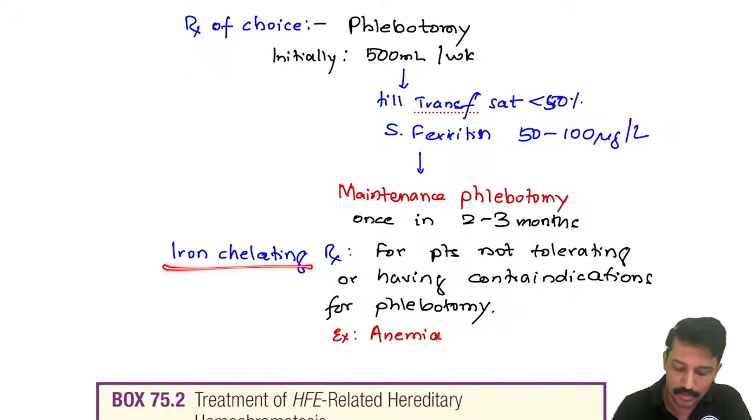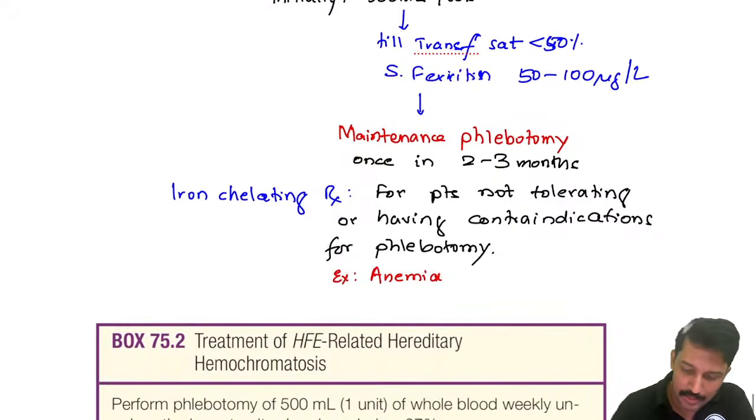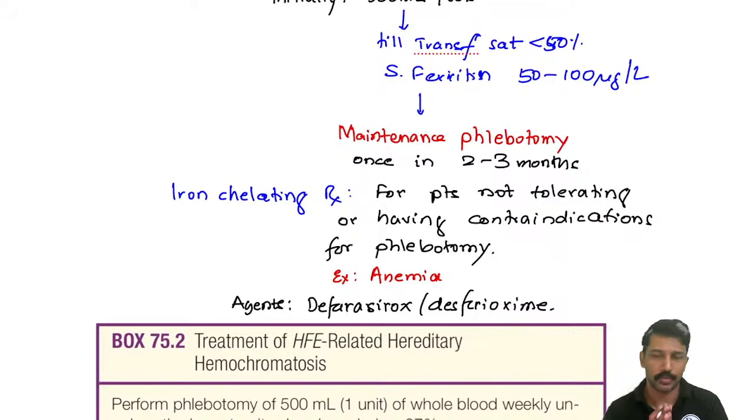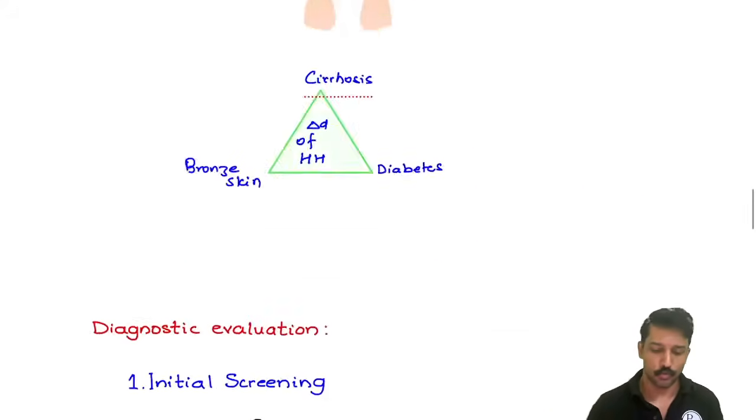So we can consider iron chelating therapy, where we can use chelating agents like deferasirox or desferrioxamine. So this is how we are going to manage a case of hereditary hemochromatosis, right? So let us take a quick recap of what we have learned so far.